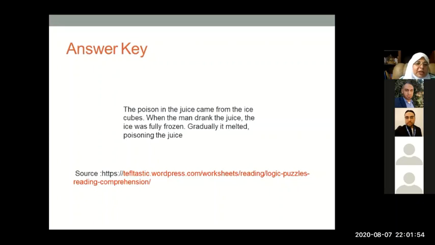So the poison in the juice came from the ice cubes. When the man drank the juice, the ice was fully frozen. Gradually, it melted, poisoning the juice. So anyways, how can I ask my learners to do that?